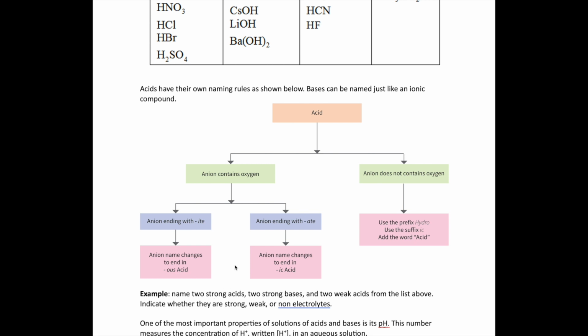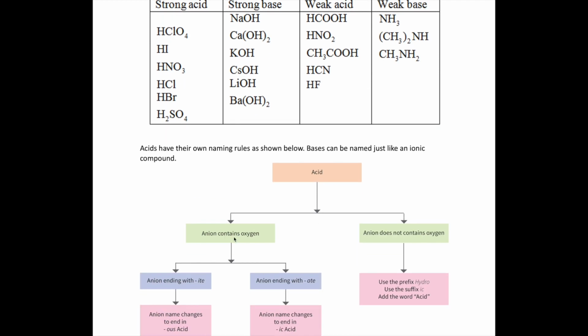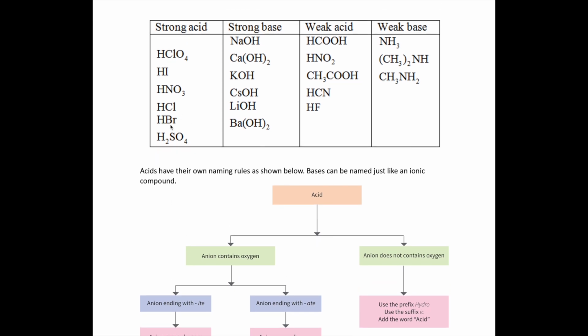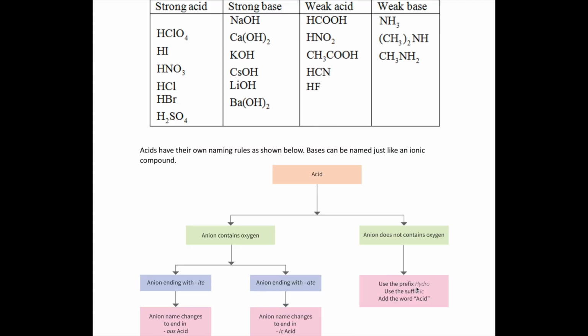But let's take a look at some strong acids. We're going to use both the acid that doesn't have oxygen and acid that has oxygen. So for example, if you have HBr that doesn't have oxygen in it, the rule says hydro, suffix IC, then the word acid. So you would say hydro, this is bromine, it becomes bromic. So hydrobromic acid would be the name of HBr as an acid.